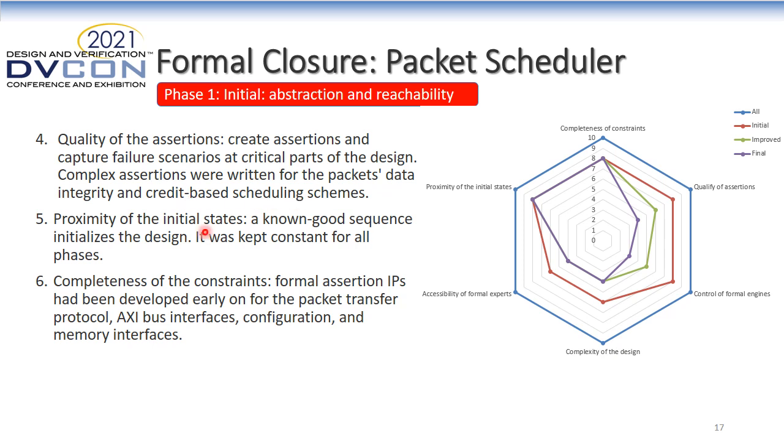Now, secondly, for the initial state, we have a known good initialization sequence for this particular design. As you can see, we are keeping the same initialization sequence throughout the whole formal verification process. Now, for constraints, this particular design consists of the transfer protocol. It consists of multiple AXI bus interfaces, and it also has configuration and memory interfaces. All those interfaces have been constrained correctly, and they were kept constant throughout the whole formal verification process.